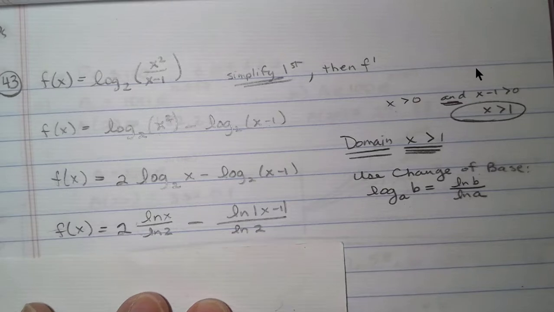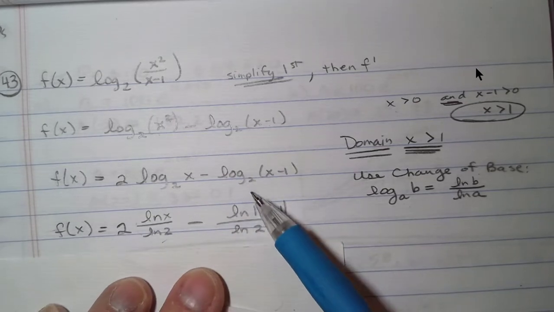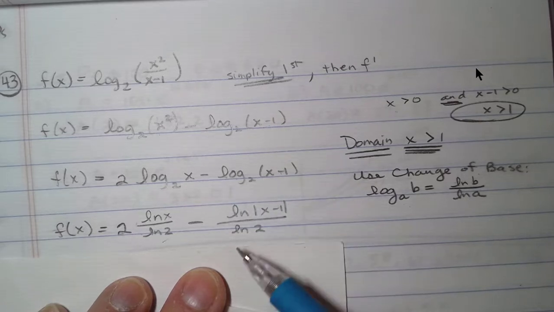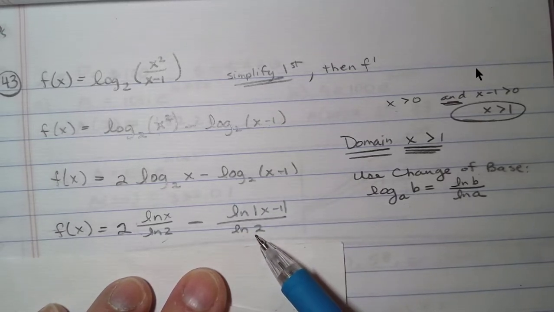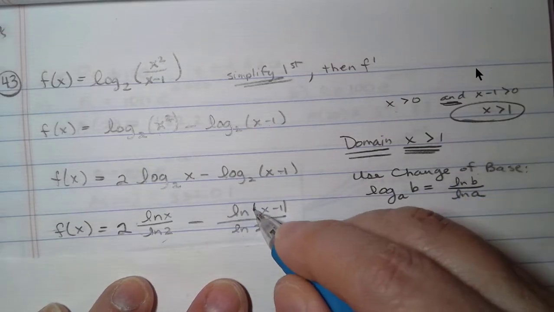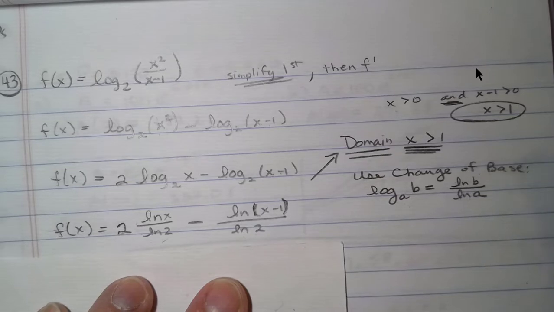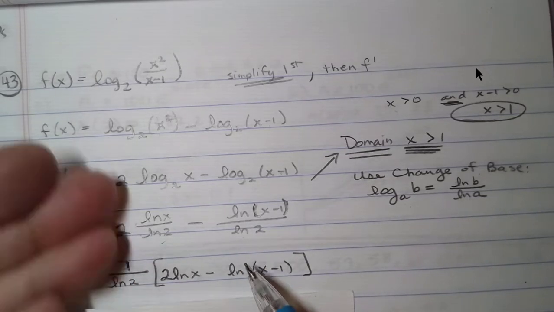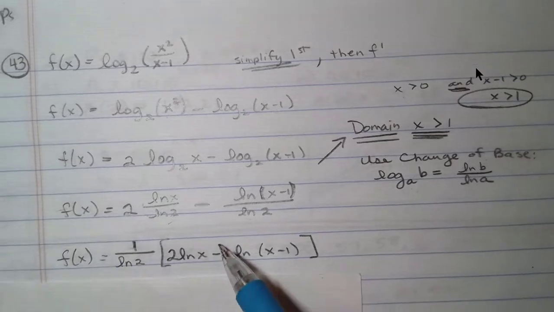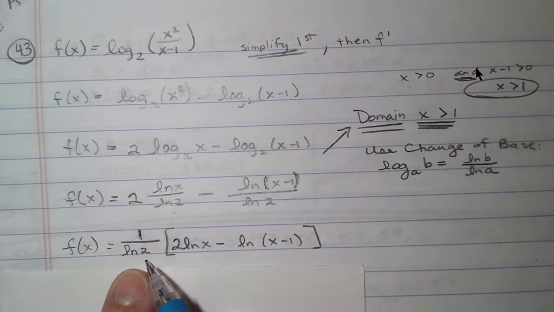So I'm going to change log base 2 of x to ln x over ln 2. And log base 2 of x minus 1 is ln absolute x minus 1 over ln 2. You know, I don't need that absolute value if I have stipulated that my domain is greater than 1. Now, notice that I still haven't taken the derivative. What I can see is that I can factor out the 1 over ln 2.